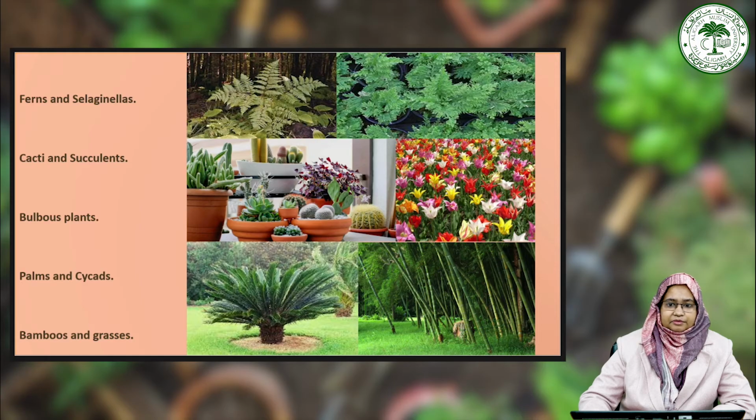Further, the living components of landscaping and gardening include ferns and selaginellas, which provide beautiful foliage as seen in the upper two photographs. Cacti and succulents, and bulbous plants, have underground perennial structures which help them to tide over unfavorable situations. Palms and cycads, bamboos create vertical spaces, and grasses make a fine looking green lawn.